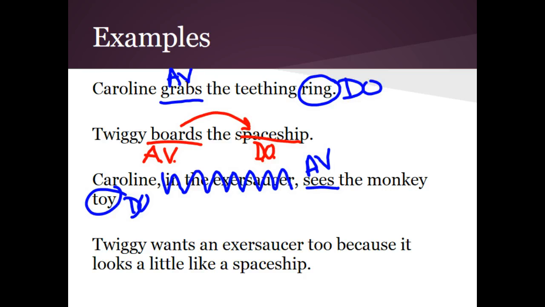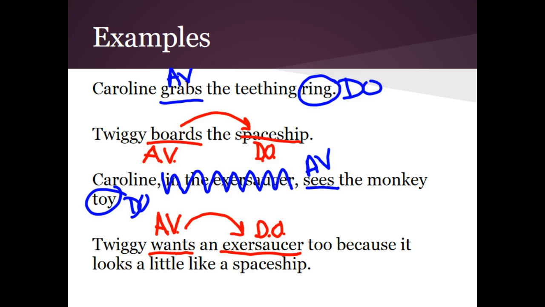This is a long sentence. I'm confused. I have to pay attention to my verb. I think the verb here is wants. That's an action. It's something I can do. I can want something. Who or what do I want? Or Twiggy, I should say. Twiggy wants who or what? She wants the Exer-Saucer. The rest of the sentence is something we will cover next semester called a clause.